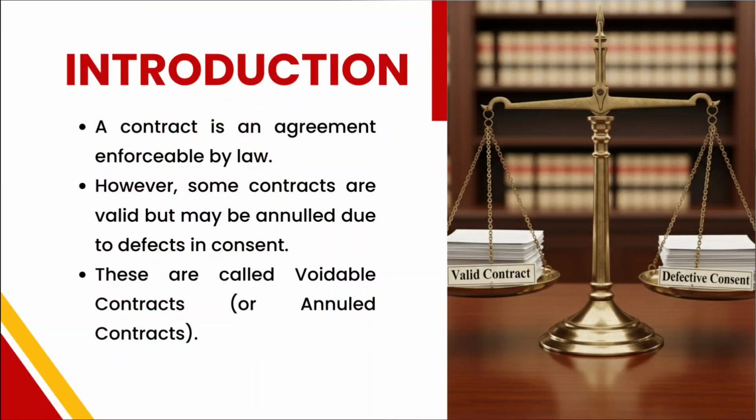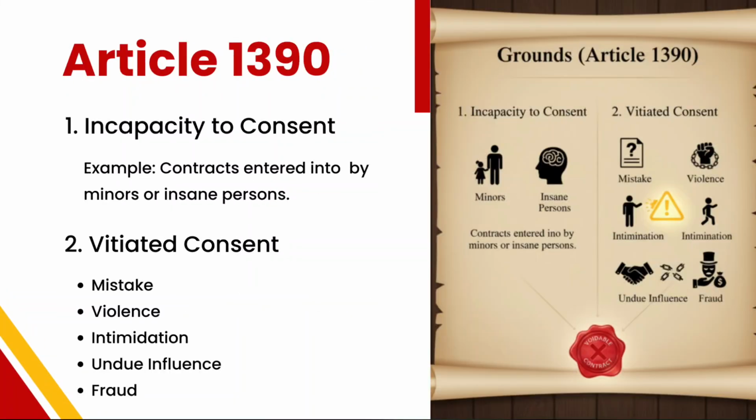By the end of this discussion, you'll know: 1. What voidable contracts are, 2. When they can be annulled, 3. How they can be ratified, and 4. The effects of annulment. Let's begin.